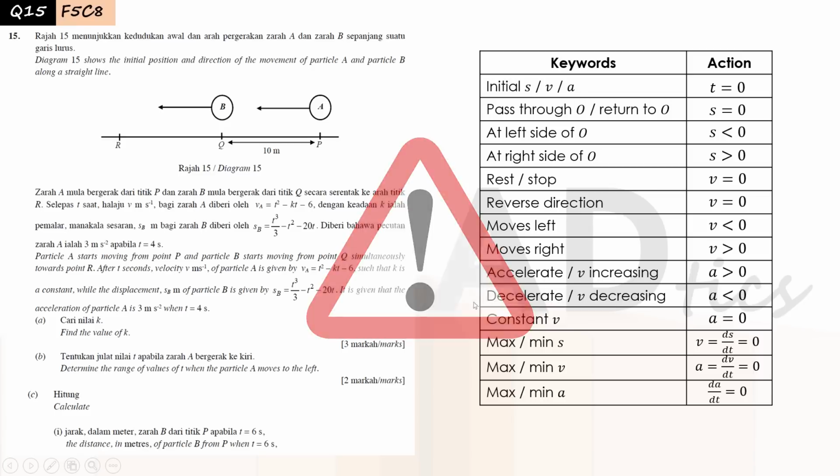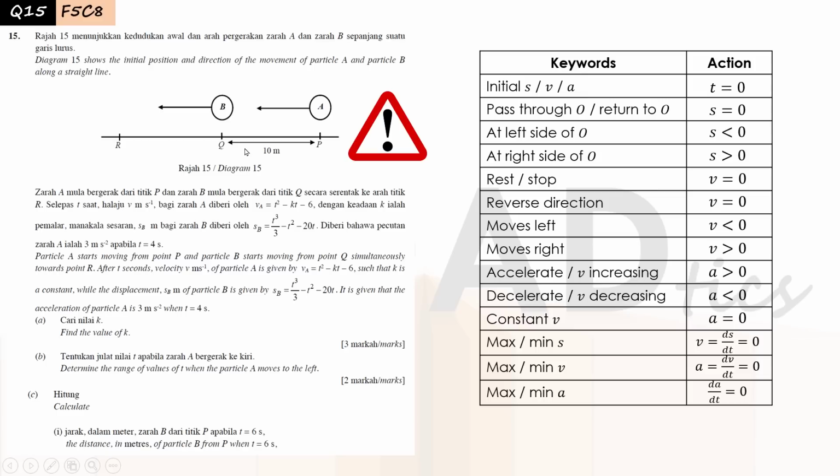Okay, so in this question we have two particles A and B, and they are moving from different points. Right, they start moving from different points. So for particle A, it starts at point P, and for particle B, it starts at point Q. Alright, so please make sure of this information here. Both particles will move from different points.